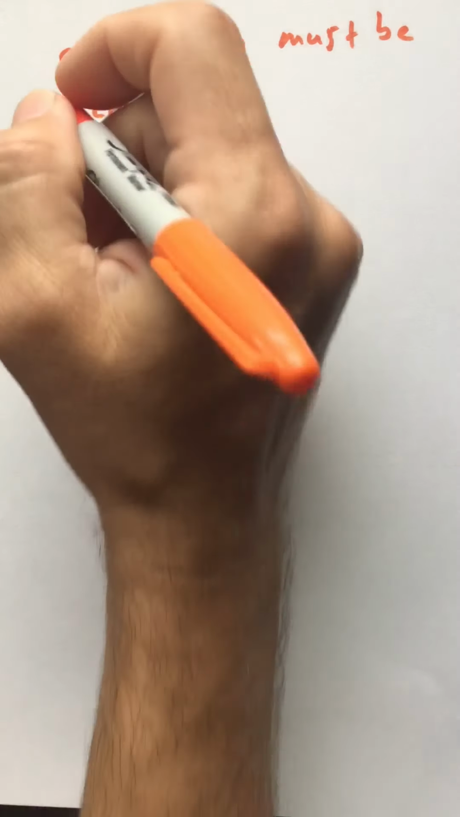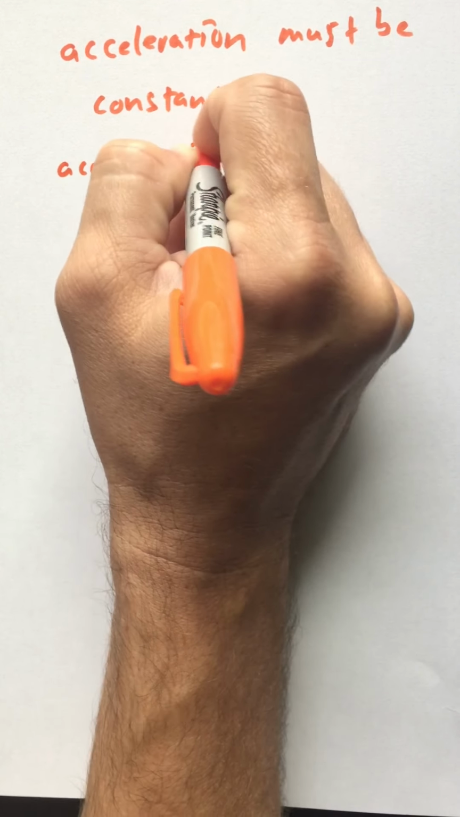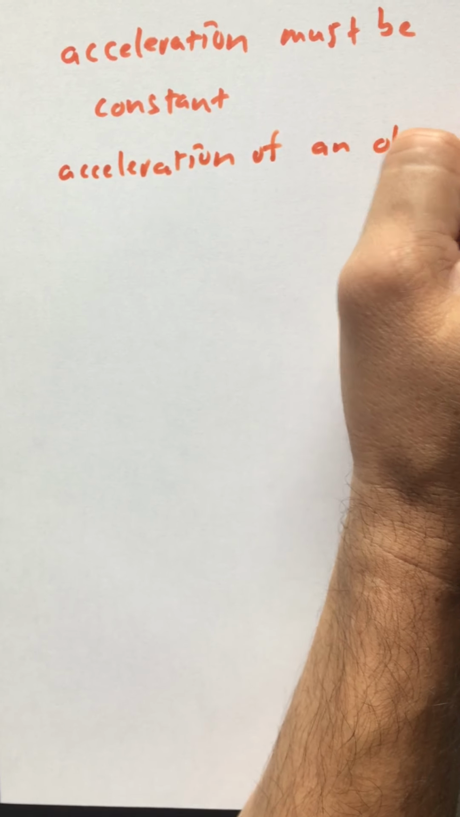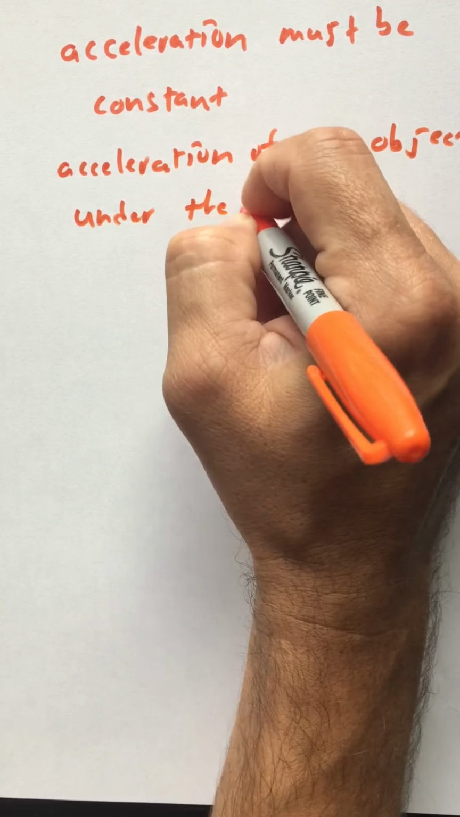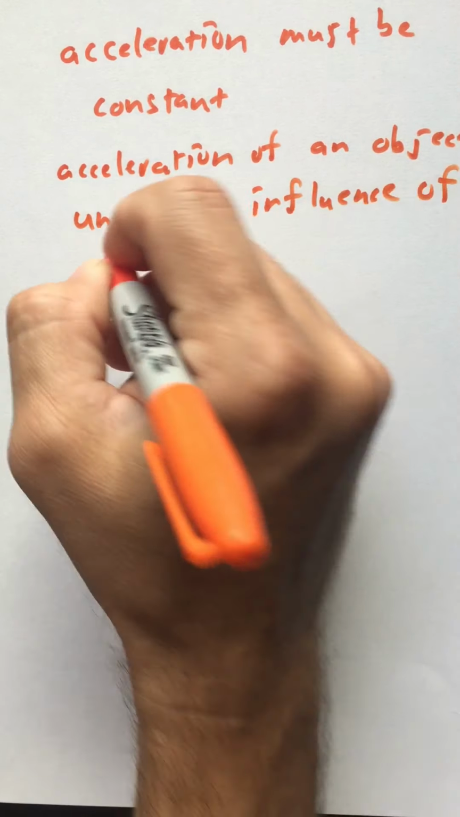There are all sorts of physical systems in which the acceleration is not constant, but there is one situation in which we all find ourselves every day for which the acceleration is constant, and that is the acceleration of an object under the influence of gravity.